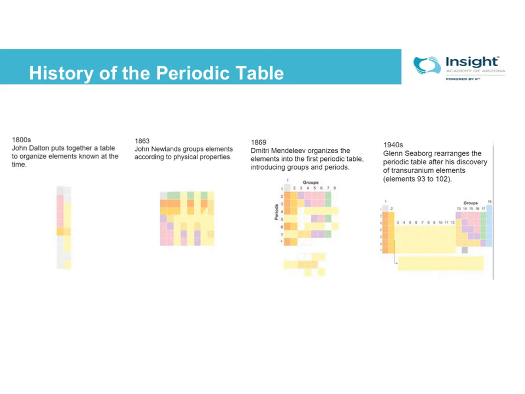So, brief history of the periodic table. Dalton and Newlands really didn't create a table. They just organized the elements or grouped them in some way. Mendeleev is the one who's coined as the father of the periodic table. He made the first periodic table, but his, as you can see, looks really different as compared to our periodic table.